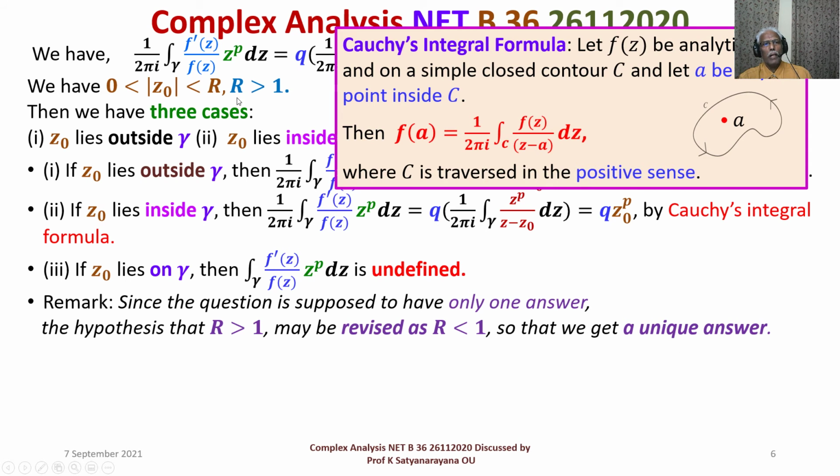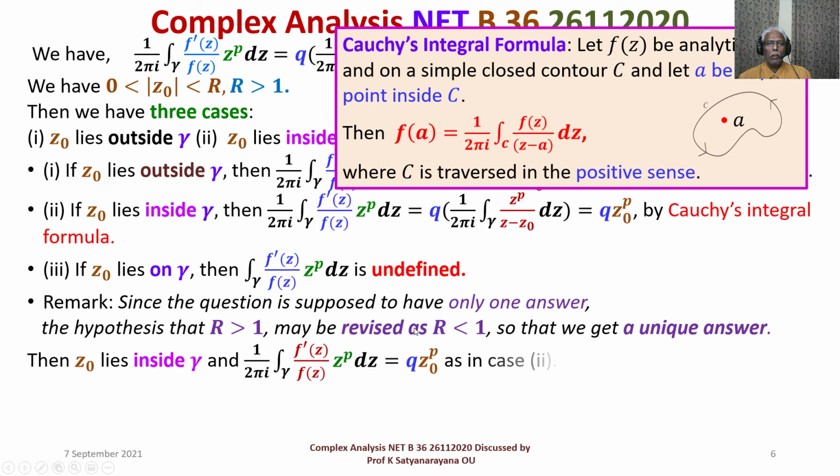So instead of r greater than 1, we take r less than 1. Then what happens? Then there will be only one case. R is less than 1, then z naught lies inside gamma. Only one case will come.